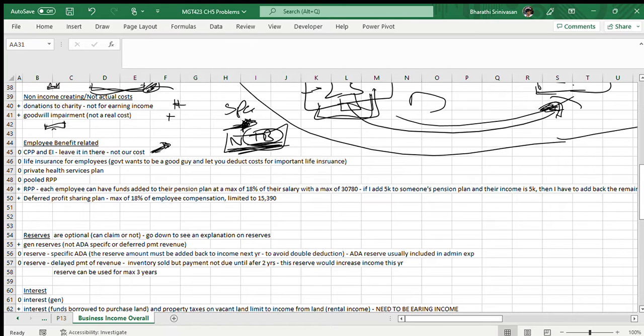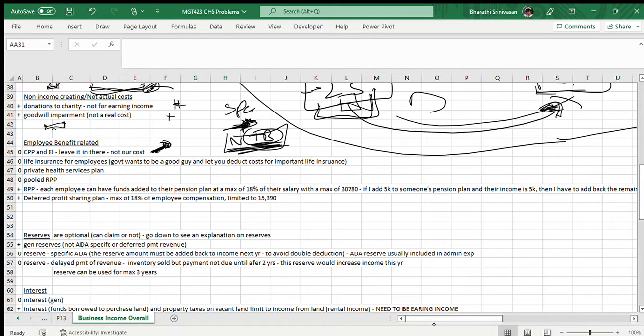CPP and EI are things that are taken out of our employee salary, okay? It's not taken out of our salary, so it's not our cost, and as a result, that's not something that we have to add back or subtract. Not something you have to worry about. It's not our cost.